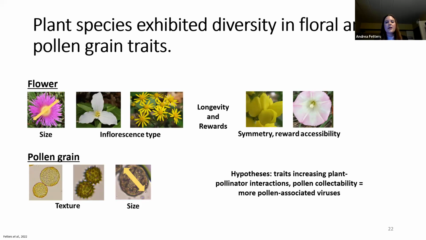We hypothesized that versions of these traits that increase plant pollinator interactions, like having multiple flowers instead of a single flower, or more open flowers instead of more closed morphologies, or having spiky instead of smooth pollen grains, would lead to a plant species having more pollen-associated viruses.